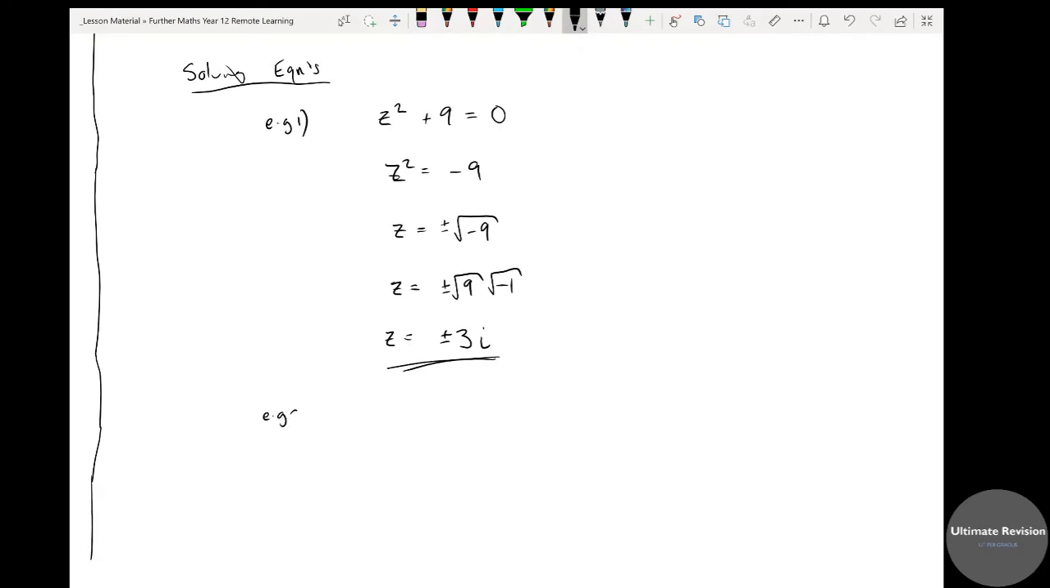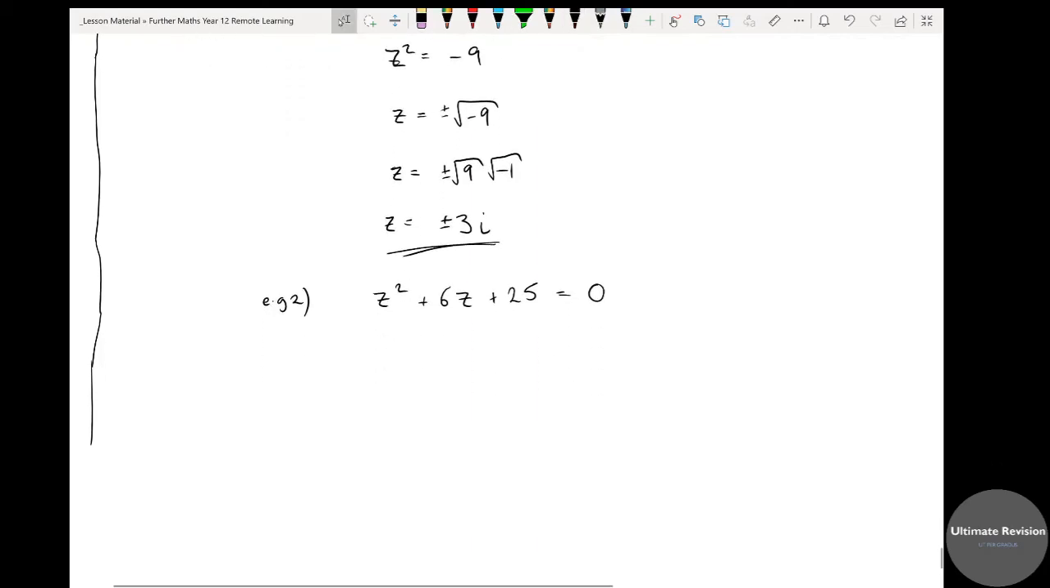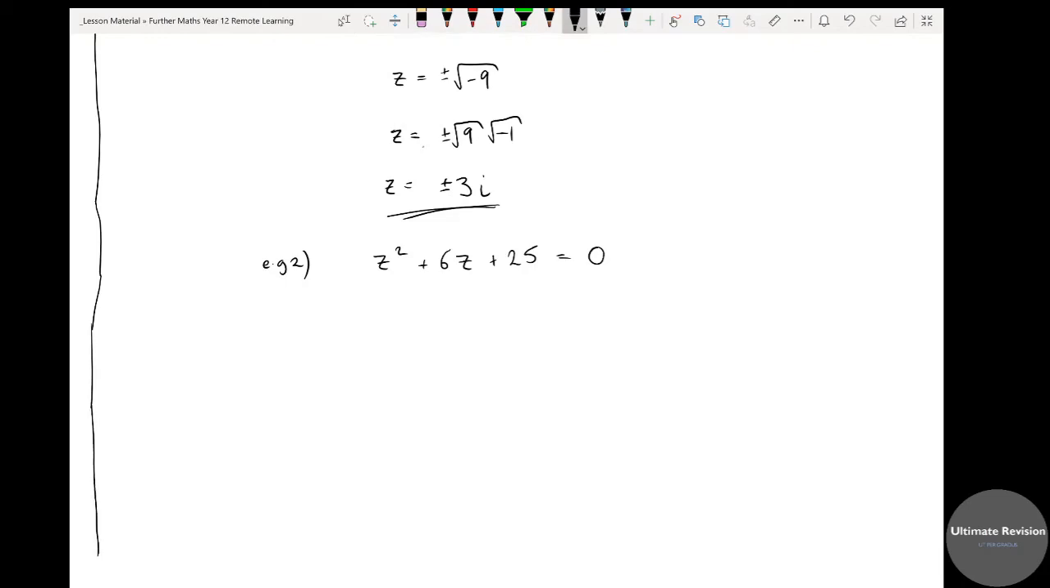Okay, example 2, slightly more advanced. z squared plus 6z plus 25 equals 0. Remember, z's often the letter we use for imaginary numbers, not exclusively, but it's like we use x in the real domain. z's often used in the imaginary or complex plane.